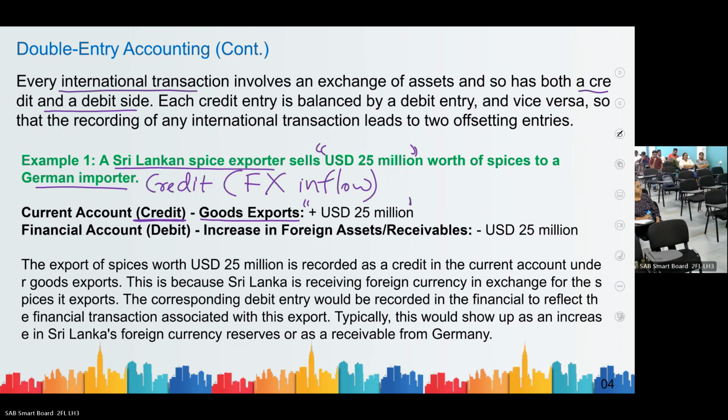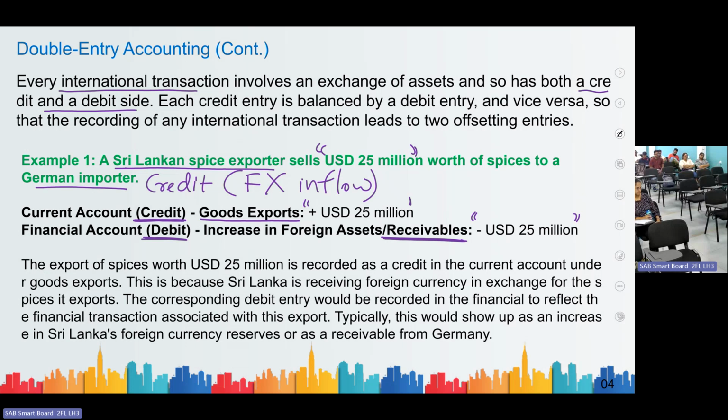And next, the financial account should be debited. So there will be an increase in foreign assets or receivables. Let's say the German importer imports spices on credit. So there will be an asset created as a receivable. So that amount is debited: minus 25 million USD.